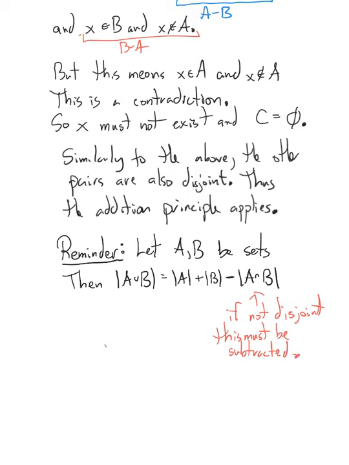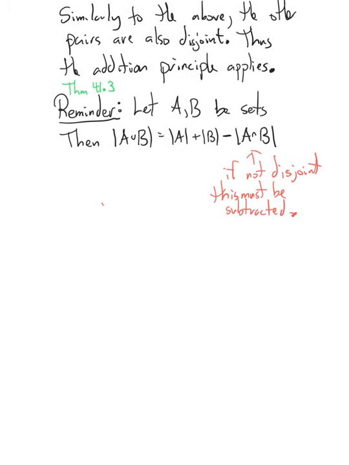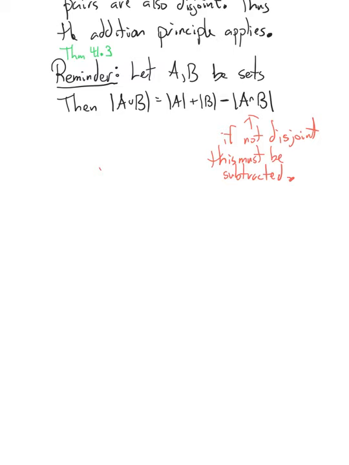In fact, this is something we can prove. We can use the ideas of sets to prove this. So let's call this reminder, even though we know it and we talked about it, we didn't prove it. So this is theorem 41.3, if you like. And the proof of this, well, all we're going to do is write A and B as disjoint unions.